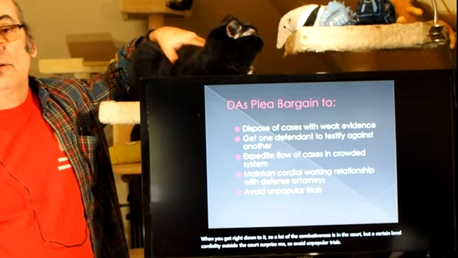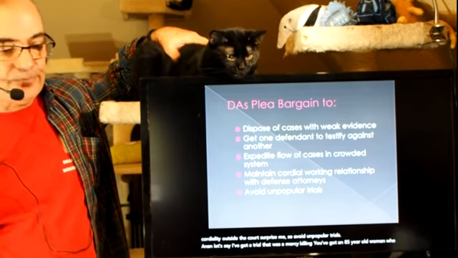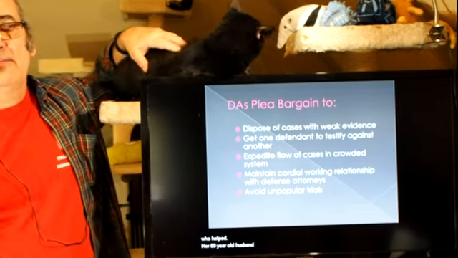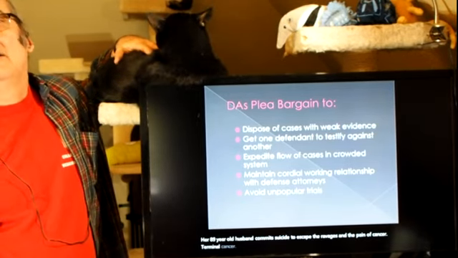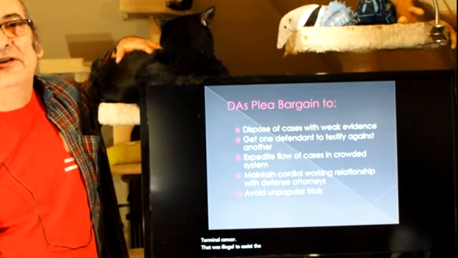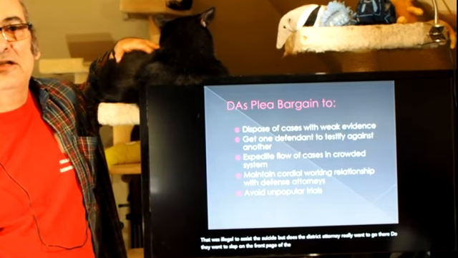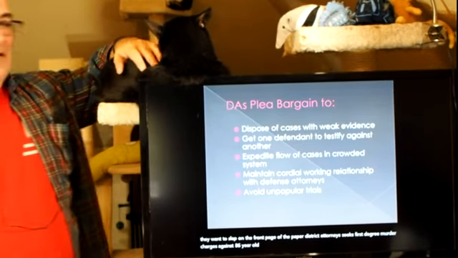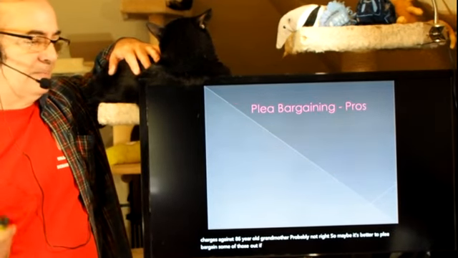So, avoid unpopular trials. Let's say you've got a trial that was a mercy killing. You've got an 85-year-old woman who helped her 89-year-old husband commit suicide to escape the ravages and the pain of terminal cancer. Well, it was illegal to assist the suicide, but does the district attorney really want to go there? Do they want to slap on the front page of the paper, district attorney seeks first-degree murder charges against 86-year-old grandmother? Probably not, right? So maybe it's better to plea bargain some of those out if they look like they're going to be unpopular.